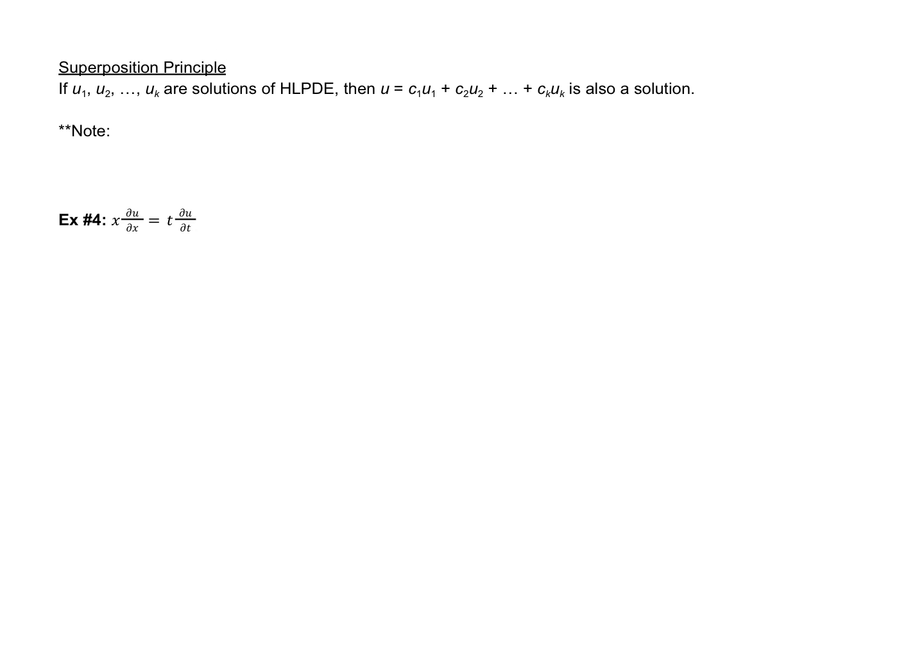Yes, it's back. I know you've been thinking, when were we going to do superposition? Well, we're going to do it now. If U1, U2, all the way up to UK are solutions of a homogeneous linear partial differential equation, then U is equal to C1U1, add C2U2, all the way up to CKUK is also a solution.